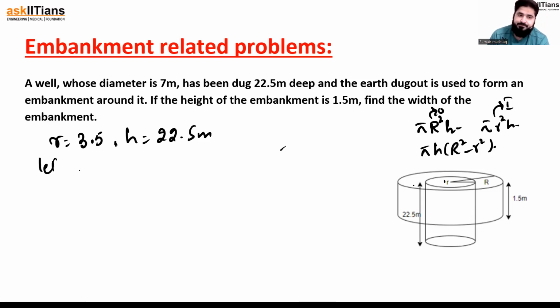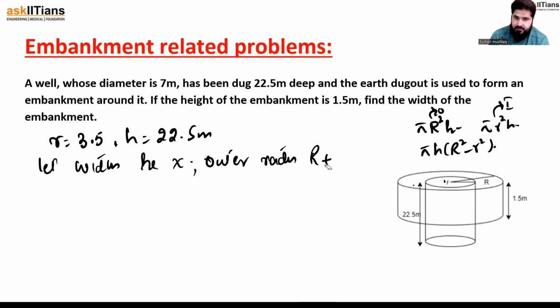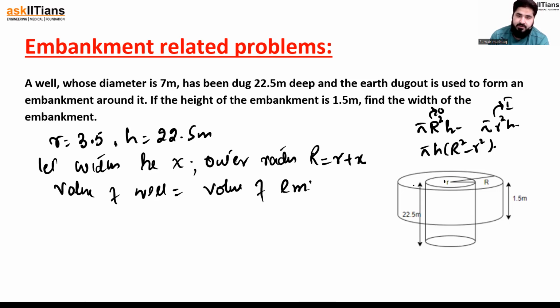So let the width be x. What will be the outer radius? Outer radius will be inner radius plus width, isn't it? So this will be your outer radius. Fine. Now, what is the thing that I need to discuss here? The volume of the well is equal to the volume of the embankment.